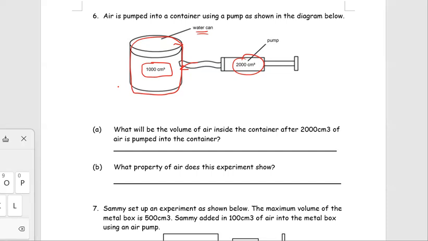So the amount of space that this container occupies, let's say you're going to put this container into your bag, the space that this water can occupies is still the same. It does not occupy more space. The can doesn't get bigger. It is not like a balloon.